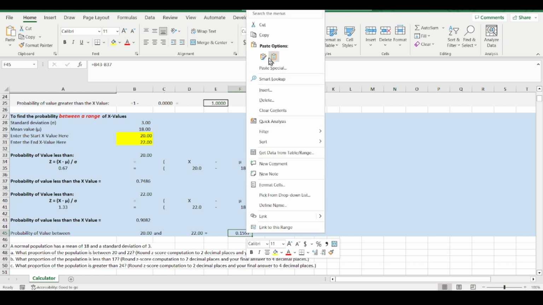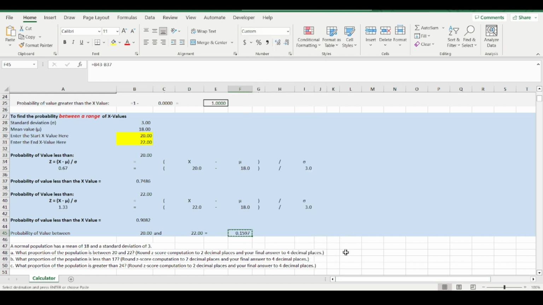So we can copy that and paste. Note the question states you want 4 decimal places, so just change that to 4 decimal places.